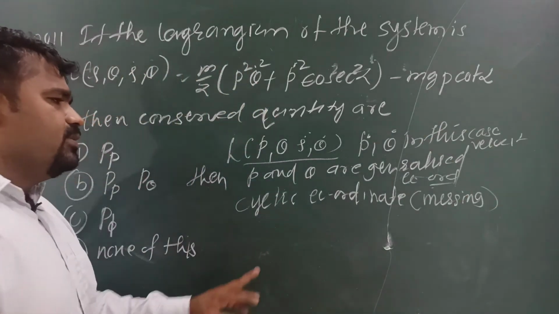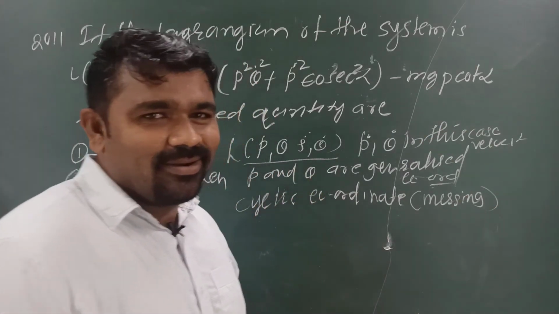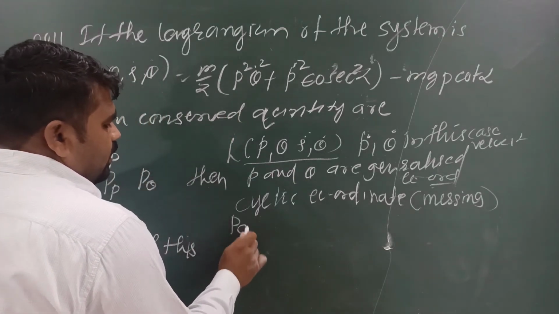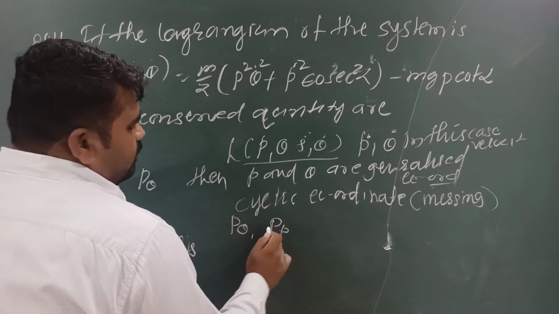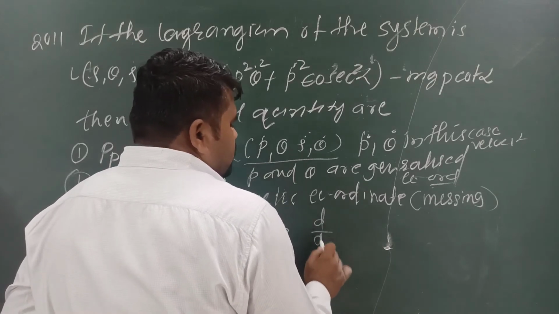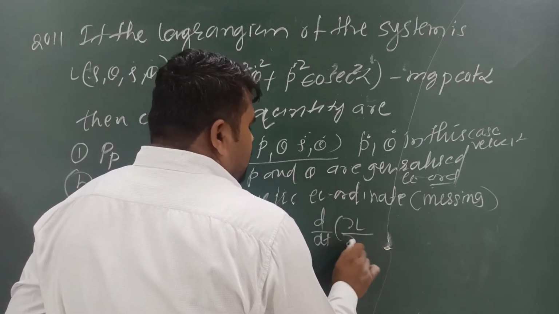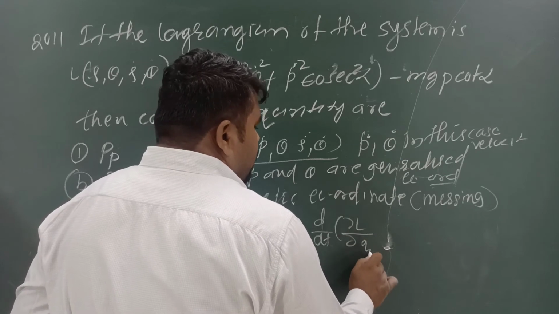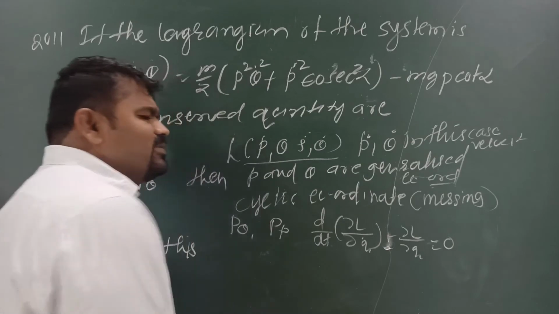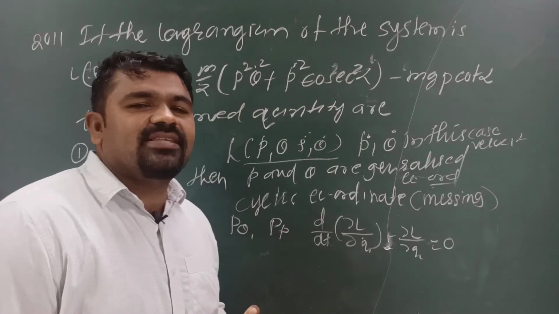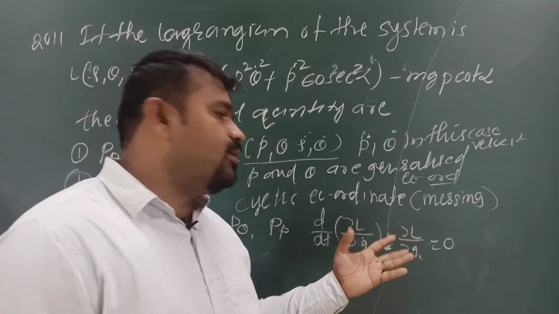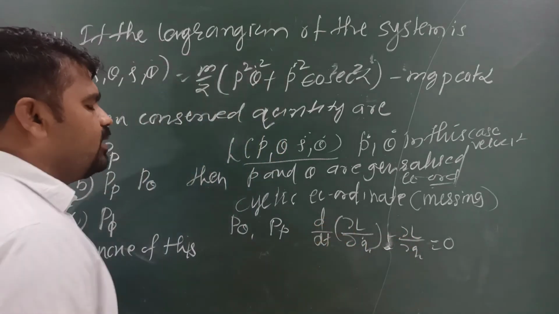Got it? Here, which ones are generalized coordinates? Rho and theta are generalized coordinates, meaning we can find p theta and p rho. Yes or no? Next, we know the Lagrangian equation of motion: d by dt of del L by del qi dot, minus del L by del qi, is equal to how much? 0. Okay. Now suppose this system's coordinate is cyclic. Then del L by del qi is equal to how much? 0. Means we only get d by dt.